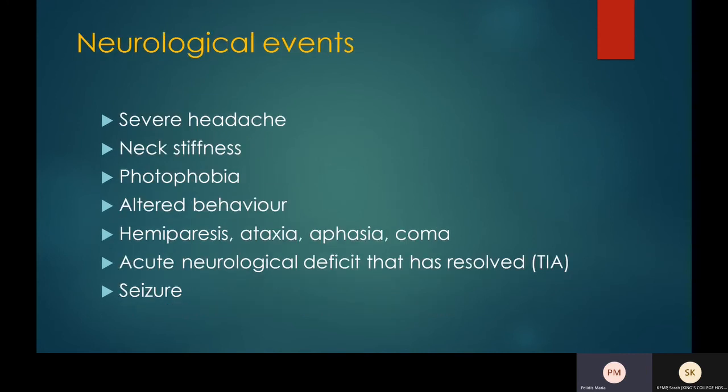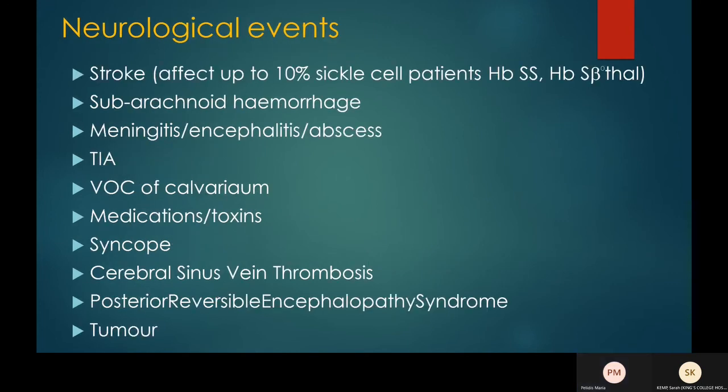Now, some patients will present with neurological symptoms to A&E, such as a severe headache, neck stiffness, photophobia, altered behavior, hemiparesis, ataxia and aphasia, and some may present in a coma. Some may present with an acute neurological deficit that has already resolved, a transient ischemic attack or a seizure. The most common thing that can happen is a stroke in these children, which used to occur in up to 10% of sickle cell patients less than 10 years of age.